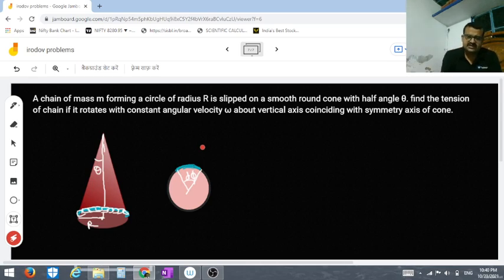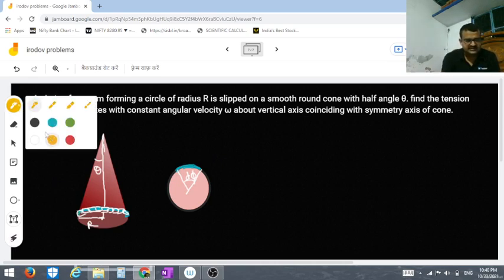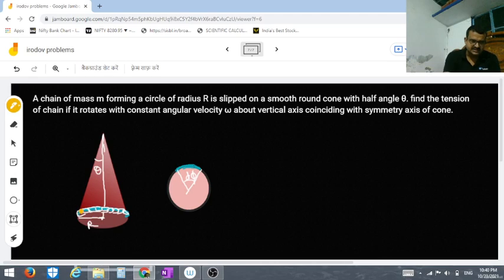Whenever you are solving such questions, it is necessary to identify the forces first. If you are able to identify the forces and resolve them properly, you will be able to solve the question. So let us understand how to solve this question. First of all, I will take a smaller element whose mass is dm.